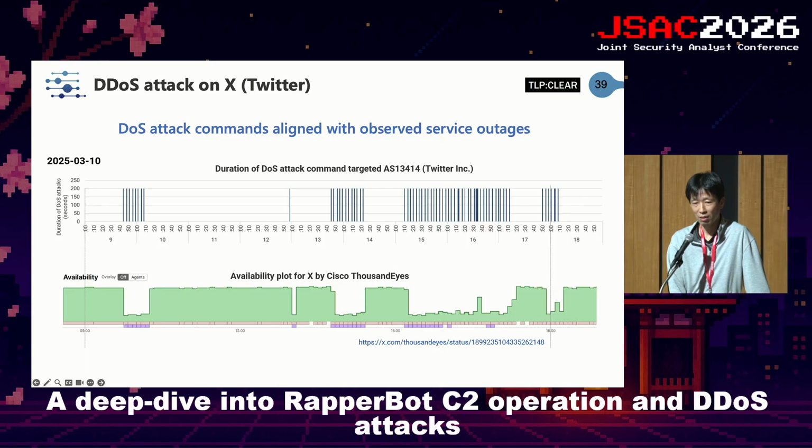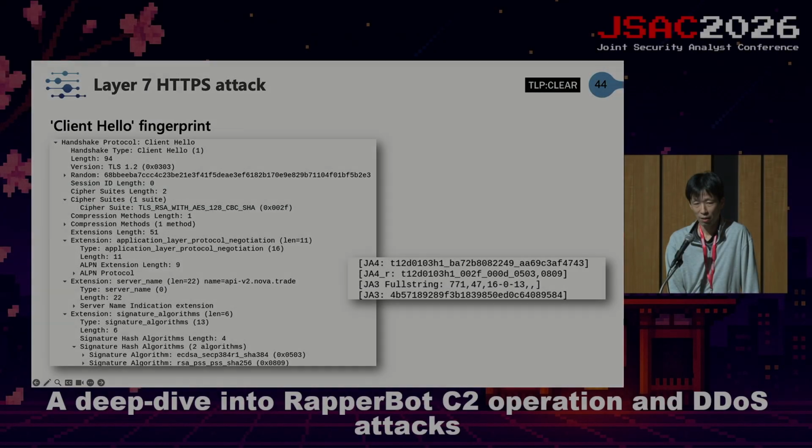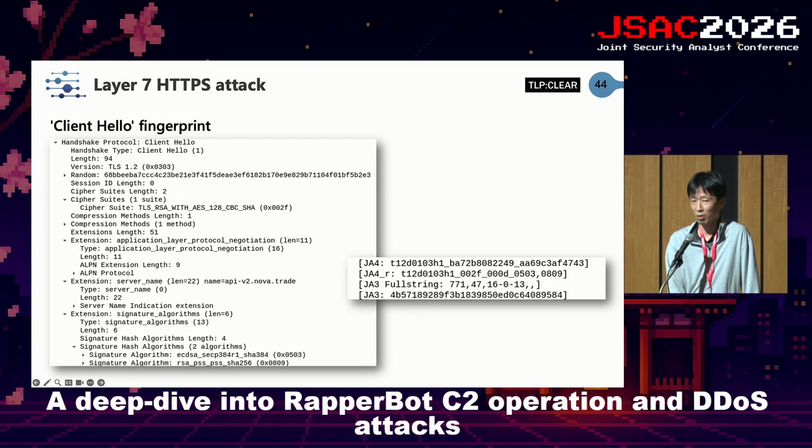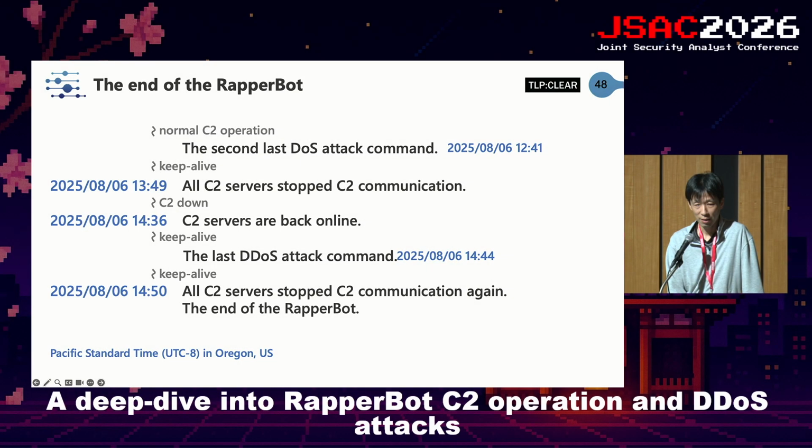The upper plot shows the timing and duration of the attacks on X on March 10th. They're all 200 seconds. The lower plot is an availability plot, and you can see that it matches the attack timing shown above. Since RapperBot has already ended, we no longer expect the attack to come again, but we included the client hello fingerprint just in case. Since the signature algorithm portion changes randomly, part of the JA4 changes every time.